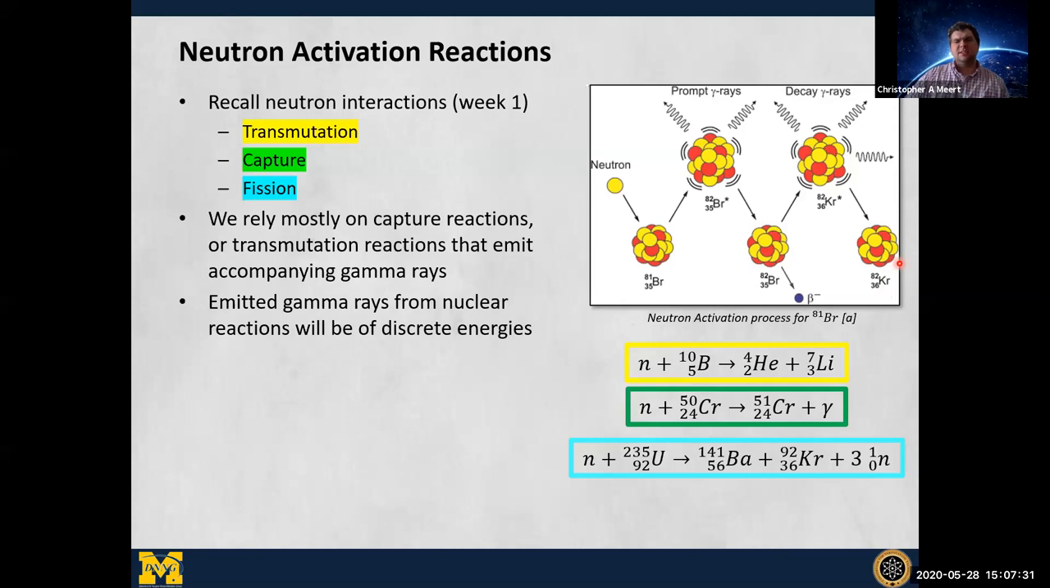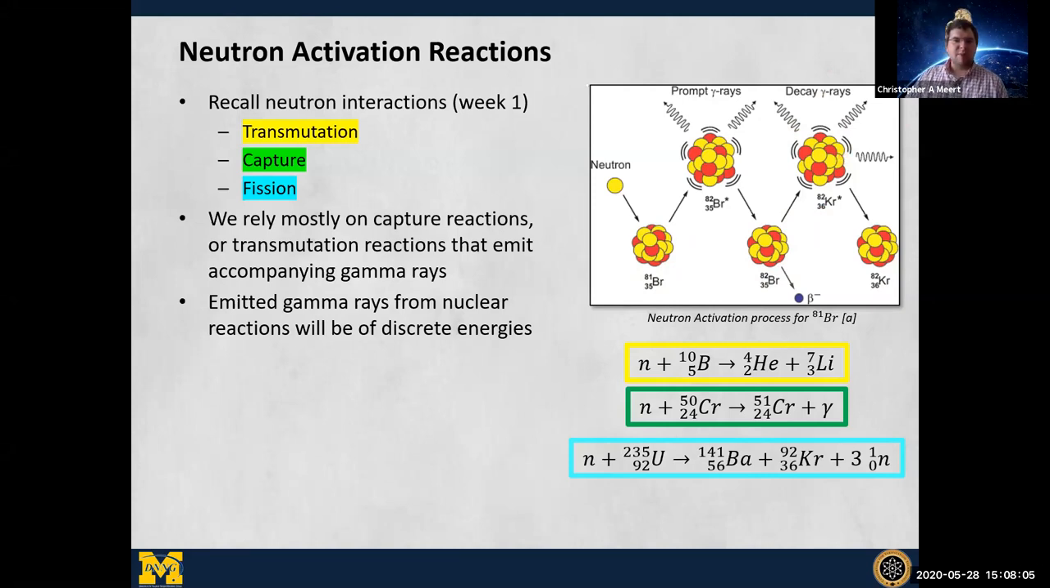So in the context of this work, we'll mostly be looking for these decay gamma rays that come after the decay of the activation product. So again, starting with bromine 81, but we're going to detect the decay gamma rays that accompany the bromine 82 decay. And this is something that can be quite powerful because these gamma rays are also very specific to the isotope. So if you measure a very specific energy, you'd be very confident that it comes from a specific isotope, not even just element.